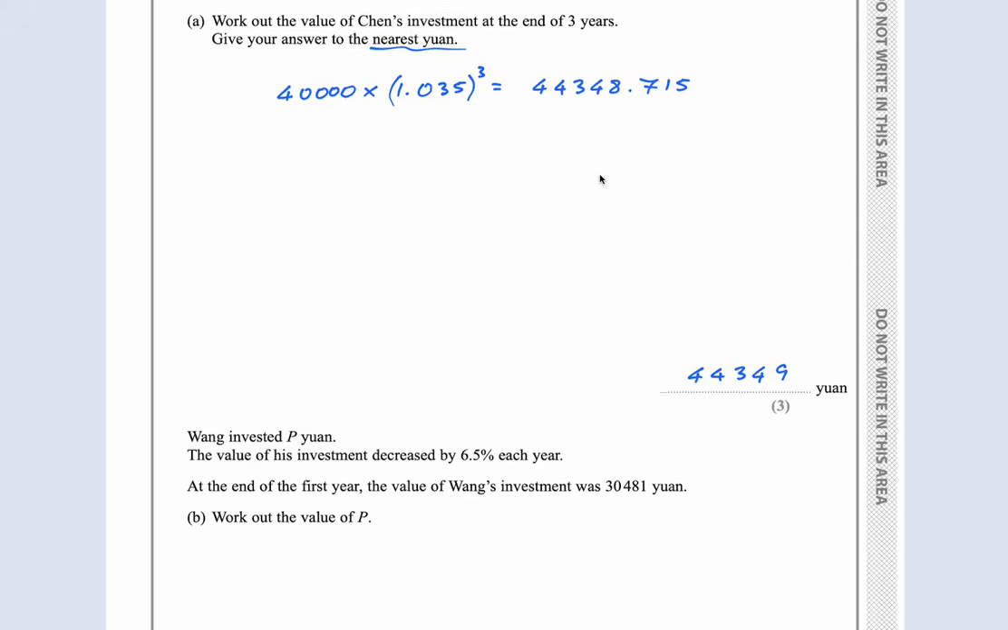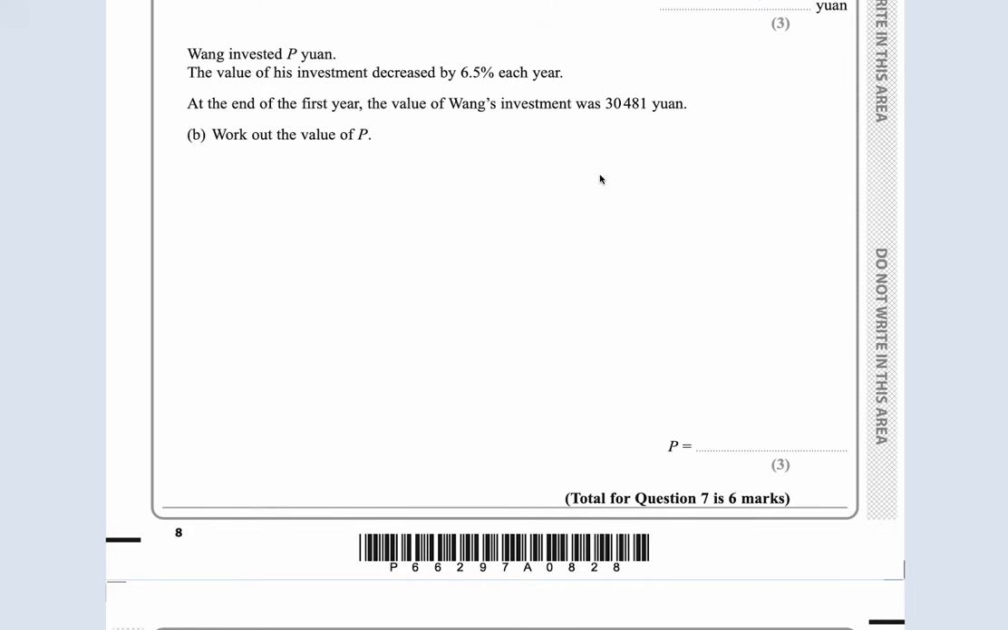Okay, part B. Wang invested P1. The value of his investment decreased by 6.5% each year. At the end of the first year, the value of his investment was this. Work out the value of P. Okay, so this is a reverse percentage question, guys. It's a little bit tricky. The way I do it, there's a few ways to do it.